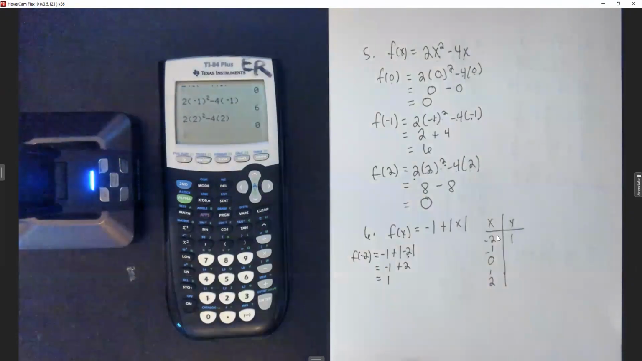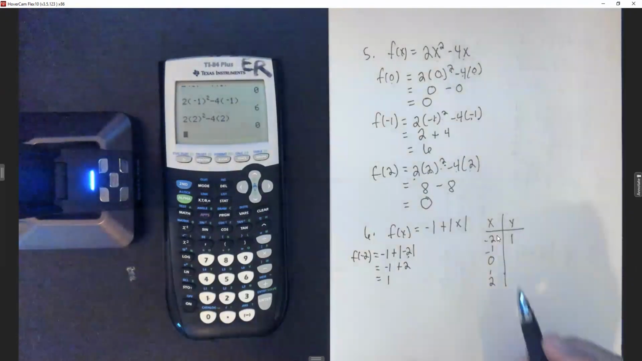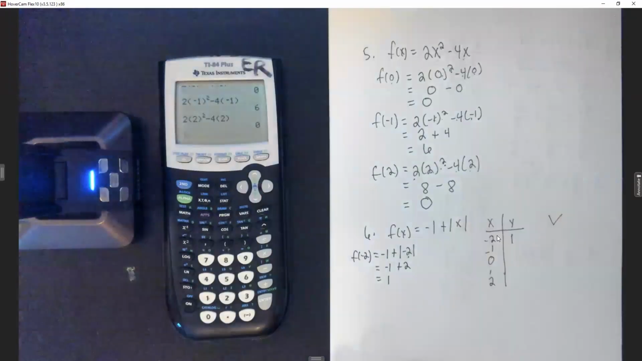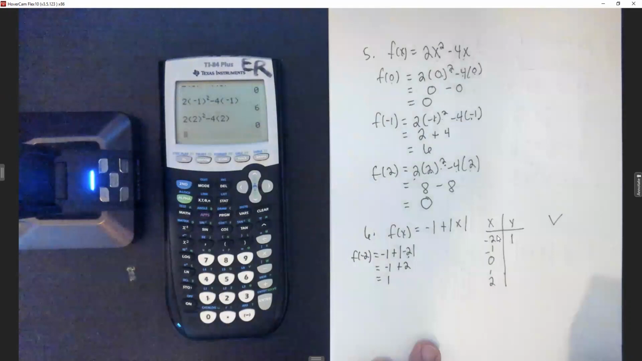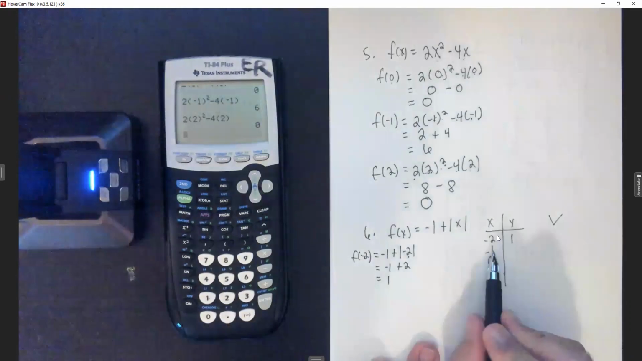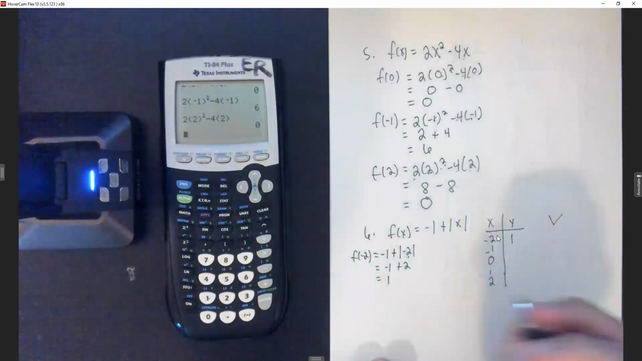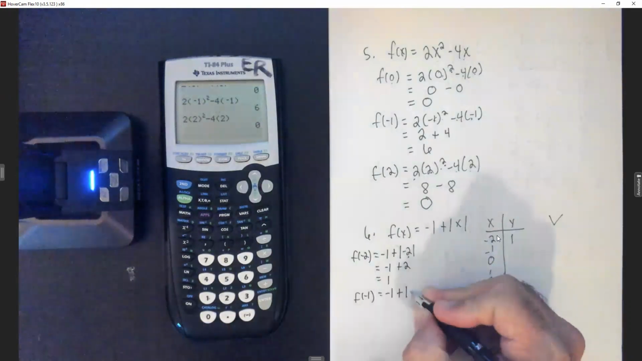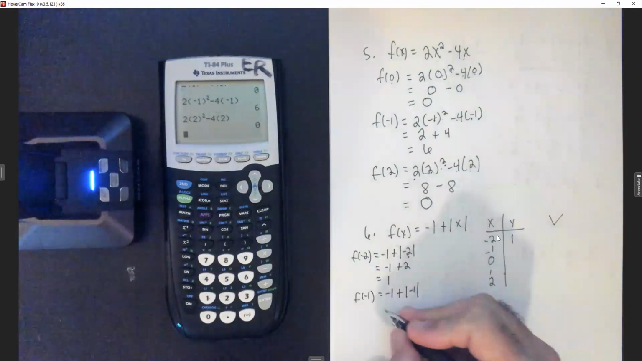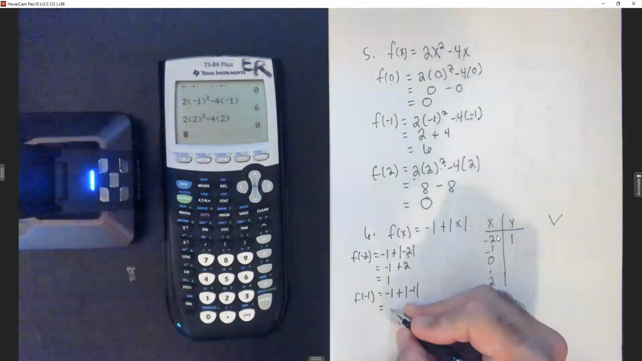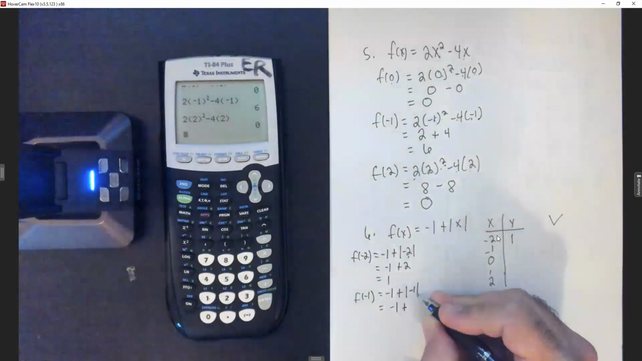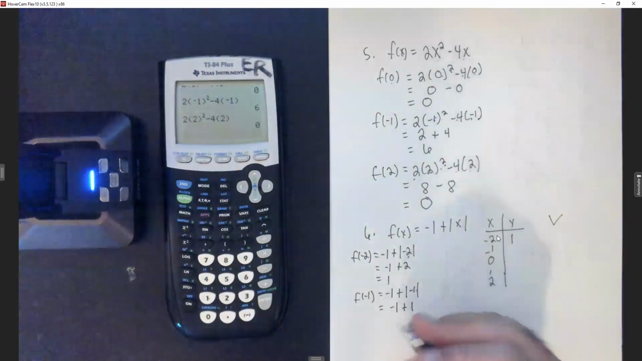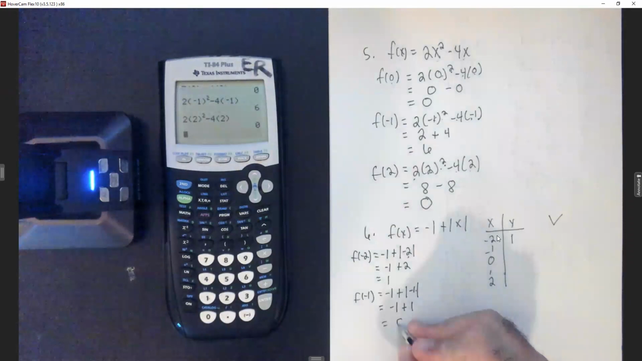Now remember, this is the absolute value graph, so in the long run, it better look like a V and have some kind of symmetry to it, okay? So we put the negative 1 in for the absolute value. So f of negative 1 will equal negative 1 plus absolute value of a negative 1. So that would be what? A negative 1 plus absolute value negative 1 is a positive 1. Negative 1 plus 1 would give us 0.